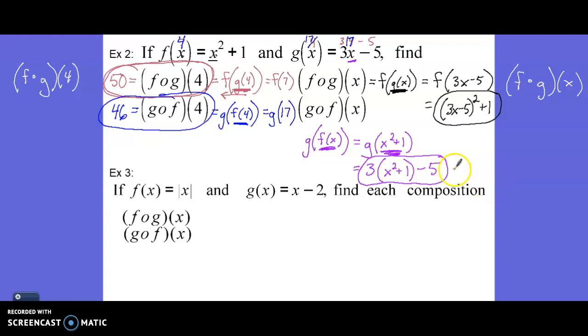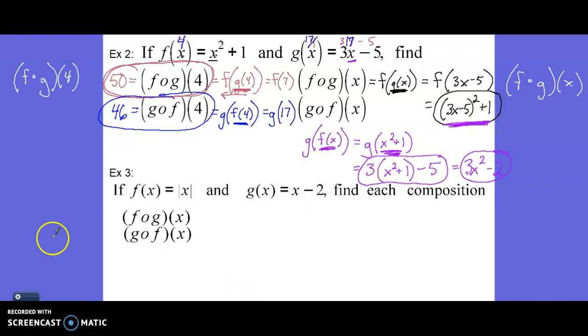If you check your answer with the back of the book, you might actually see this answer written as distributing the 3 in there. So it'd be 3x squared plus 3 minus 5, so it'd be minus 2. At this moment, I'm less concerned about you simplifying these problems. I'm more concerned about do you understand the order and how the order matters. So just so you're aware, the answer you write down might be different than the back of the book. Okay.